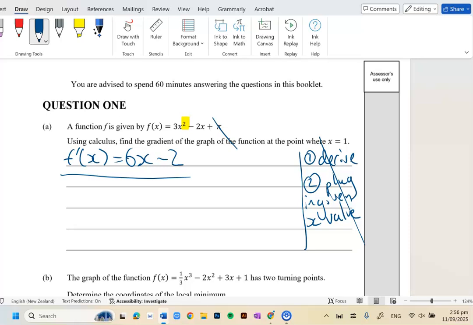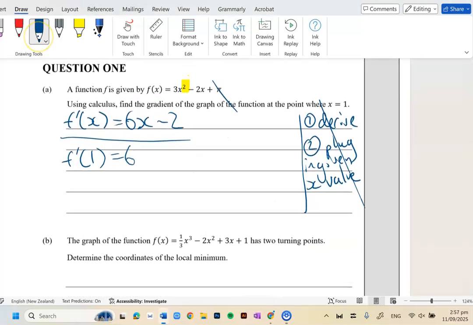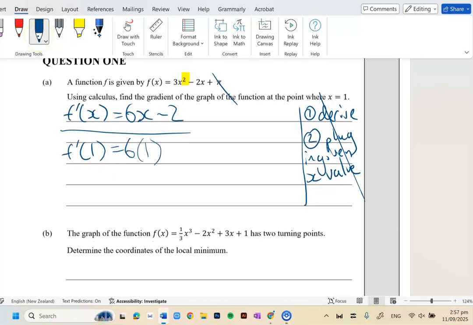Now we're just going to plug in the x value. So when x is equal to 1, f dash of 1 equals 6 times 1 minus 2, which equals 4. So that's your final answer. And that would just be worth a simple achieved mark.